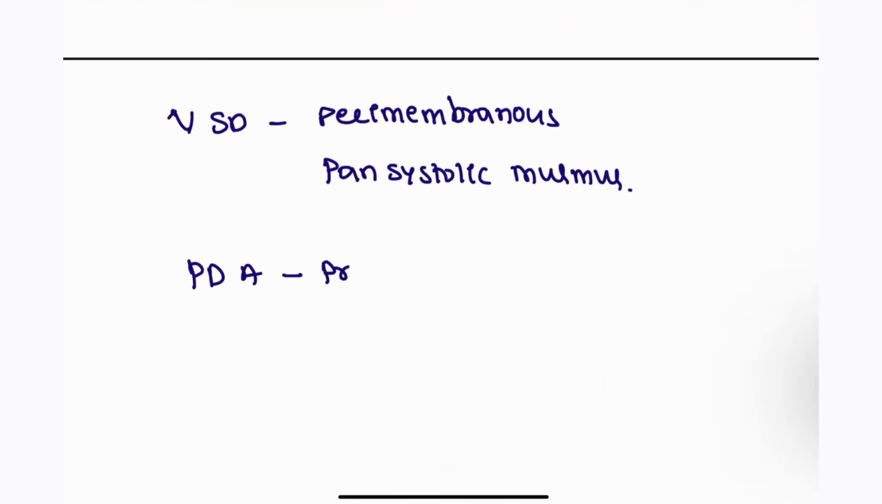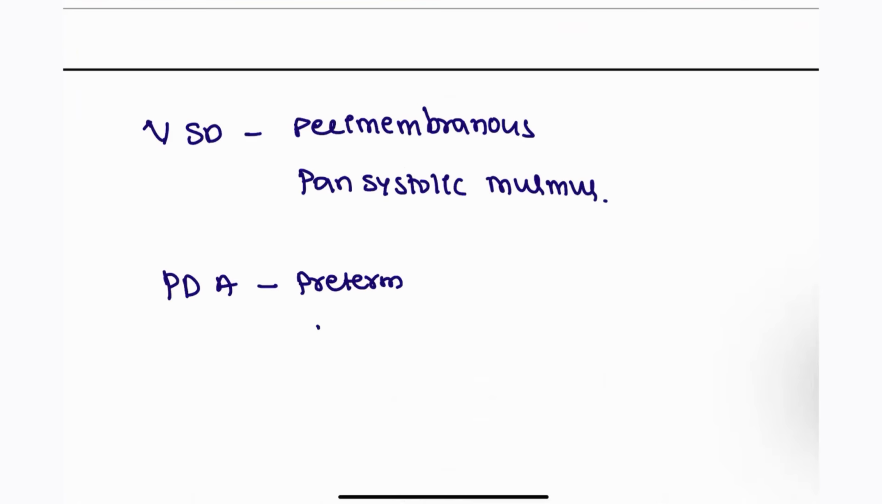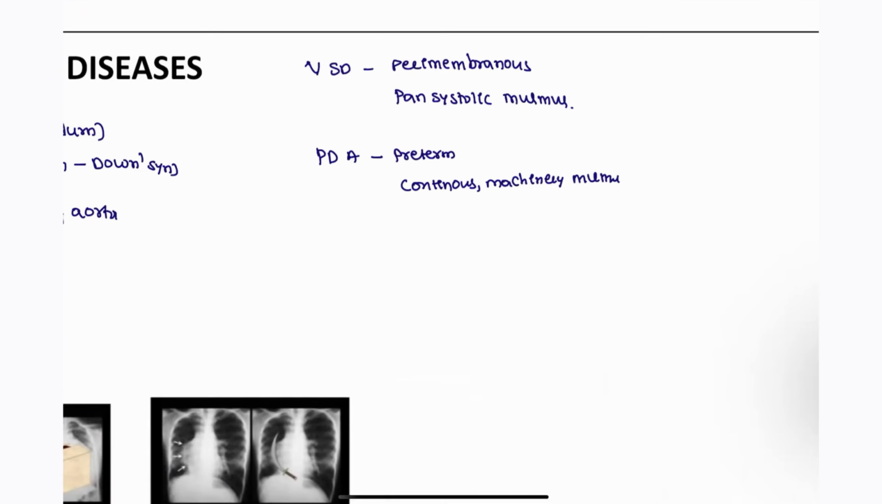Next, patent ductus arteriosus. This is seen in patients who are preterm, and it is associated with the continuous machinery murmur you are going to hear. Next, we all know that PDA can be given a drug of choice. Here you are going to use ibuprofen. Ibuprofen is the best drug, as it will decrease the prostaglandin.